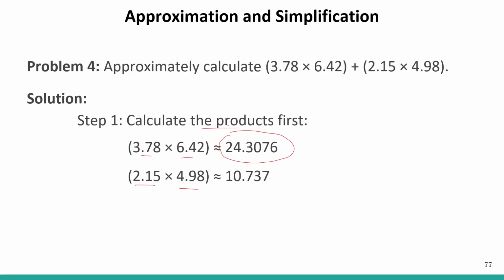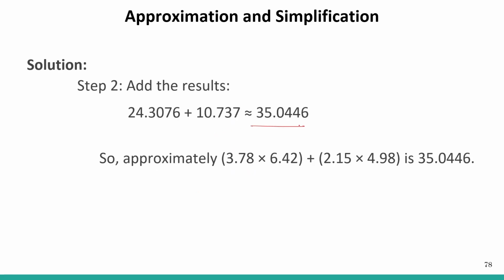So adding these two, what we are left with is 35.0446. Then approximately up to 2 decimal places, what will be the answer? Since 4 in the third decimal place is less than 5, up to 2 it will be 35.04. And if up to 3, then it will be 35.045, because 6 here is greater than 5, right?